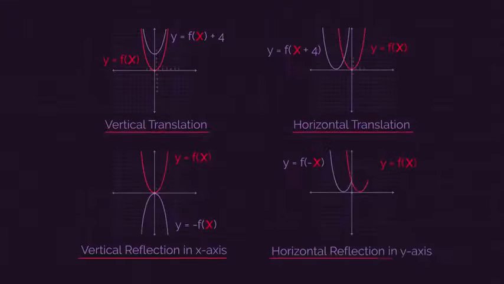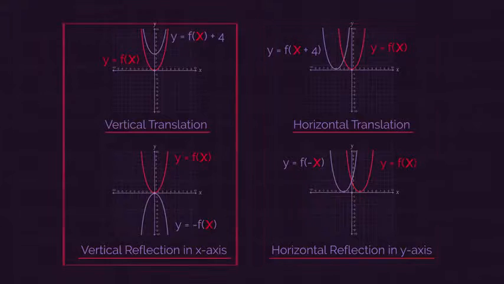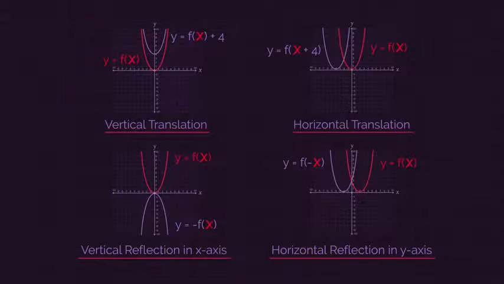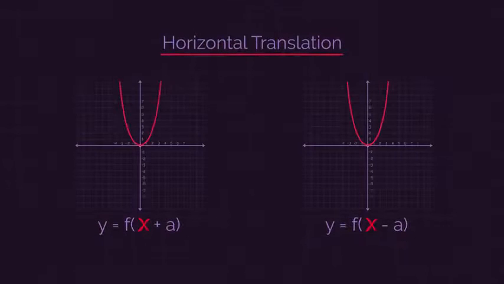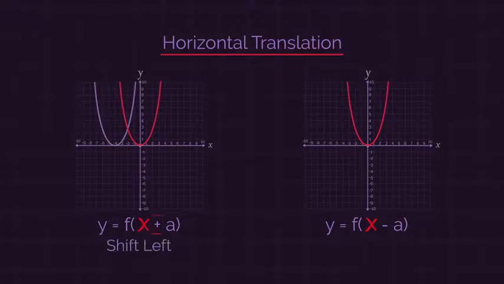So there we have horizontal and vertical transformations. We discovered that for vertical transformations, we apply the transformation to the outside of the function, so it applies to the whole function. Whereas for horizontal transformations, we apply the transformation to the x's. And also we discovered that for horizontal translations, adding shifts the curve to the left, and subtracting shifts the curve to the right. In part 2, we'll look at reflections in a little more detail.